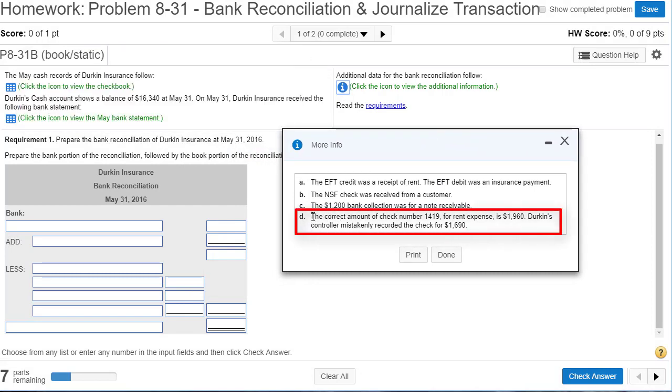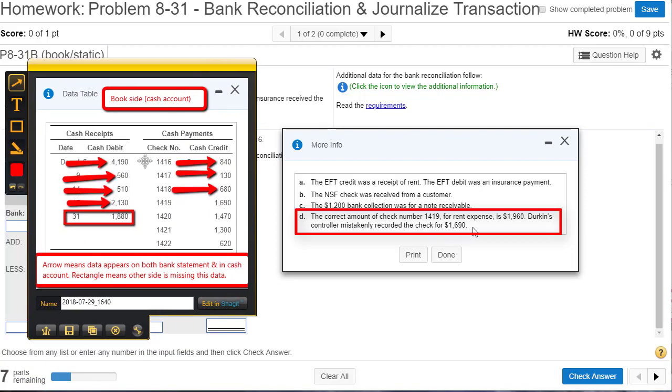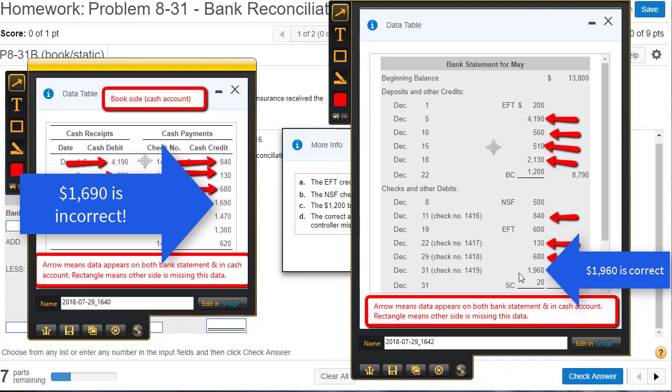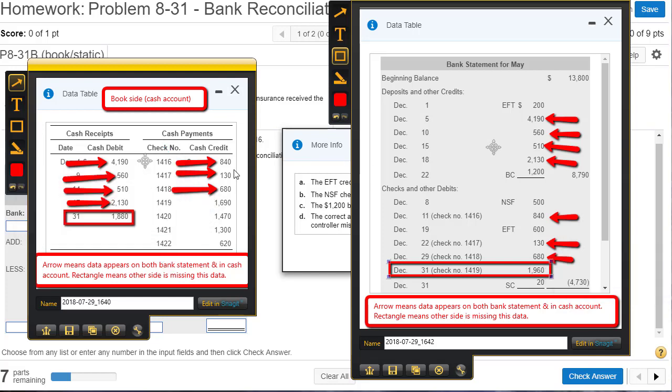And then down here in letter D, the correct amount for check number 1419, so that's what we're working on, is 1960. Durkin's controller, the person who writes the check, mistakenly recorded the check for 1690. So this 1690 is incorrect. This 1960 is correct. So I'm going to put a rectangle around this because that means the other side, in other words, the book side, has got it wrong. So we're going to need to correct the book side later. Getting back here, we're going to skip the 1690. We already took care of it.